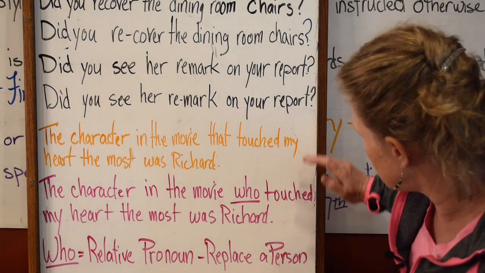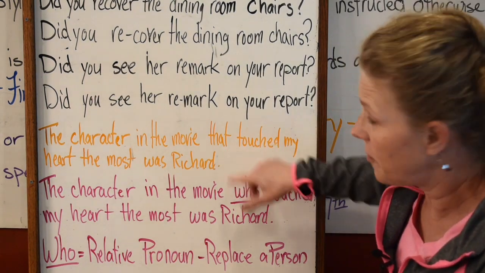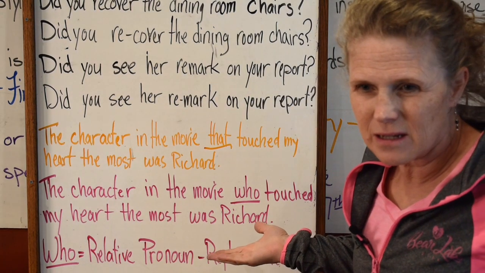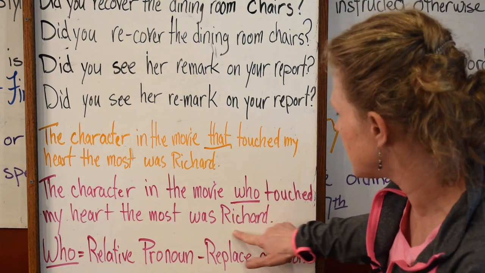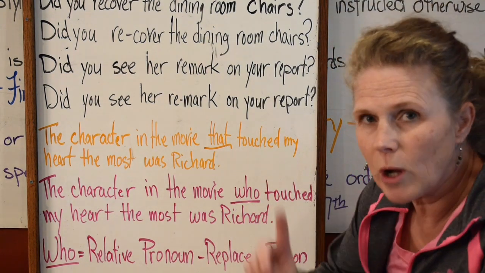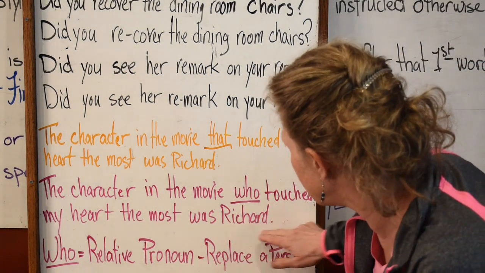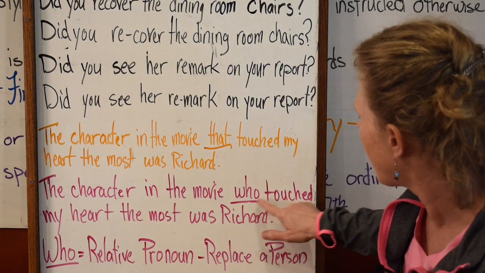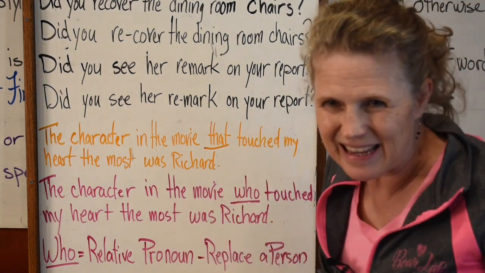Which of these sentences are correct? Who? Very good. The word that is incorrect here. Why is it incorrect? Because who in there? It's because Richard is a person. This who is a relative pronoun. They're talking about a person, a character, right? It was Richard. Right here, they're not talking, that is more like things.